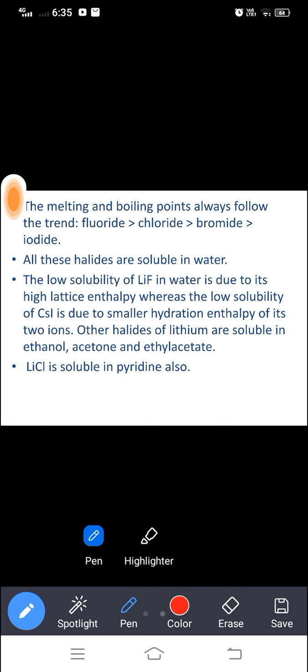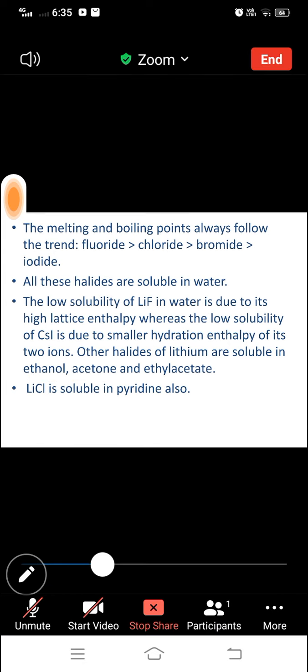And other halides of lithium are soluble in ethanol. Other halides will be soluble in ethanol, acetone and ethyl acetate, and other solvents. And lithium chloride will be soluble in pyridine also.